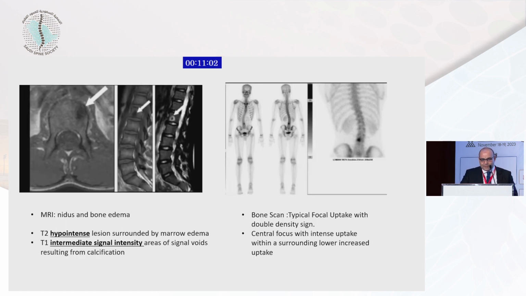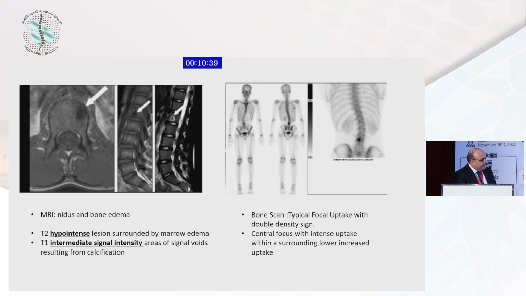investigate your patients. MRI is helpful, and you can pick that up: on T2 there is a hypo-intense signal intensity surrounded by bone marrow edema. On T1, you can find intermediate signal intensity lesions because of the calcification.